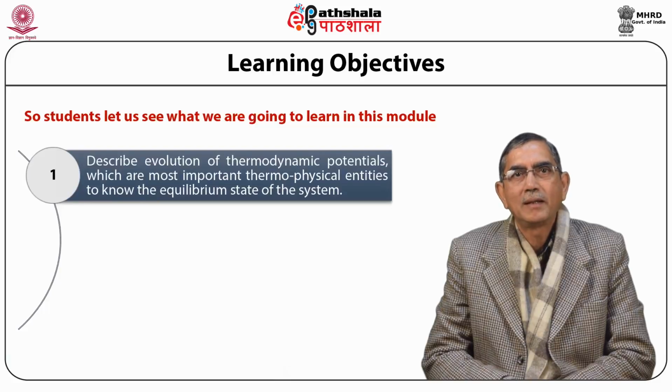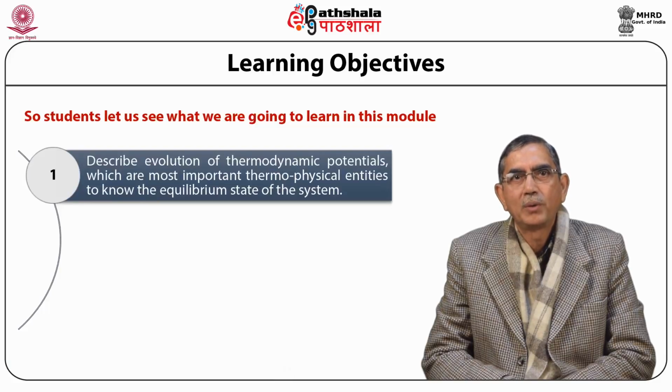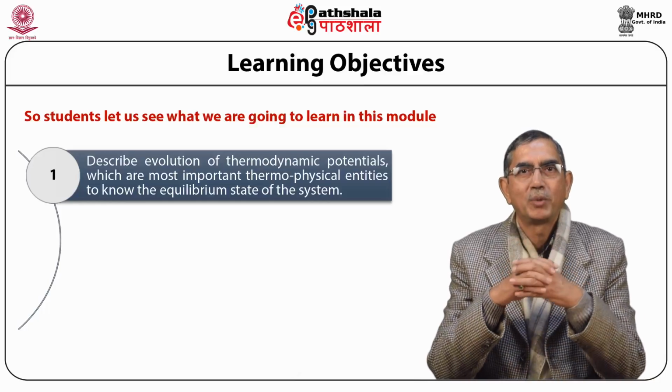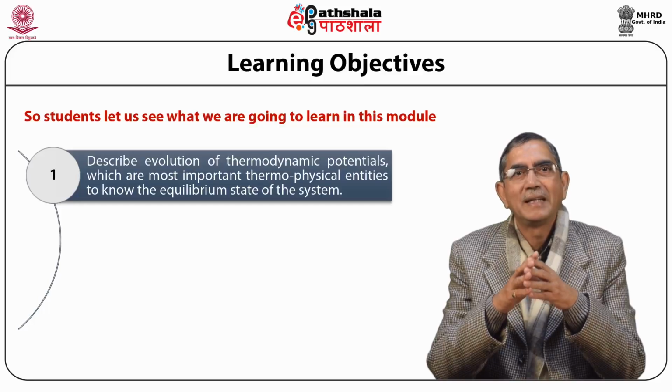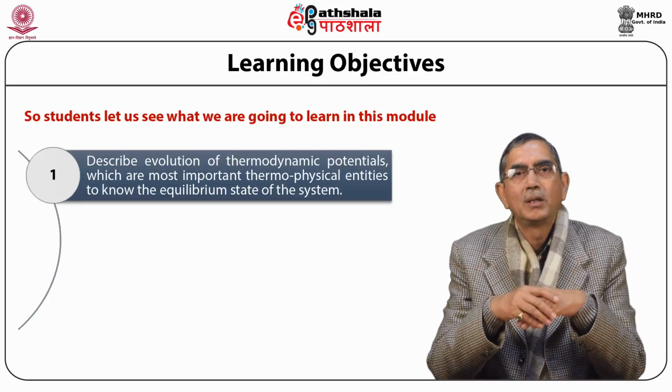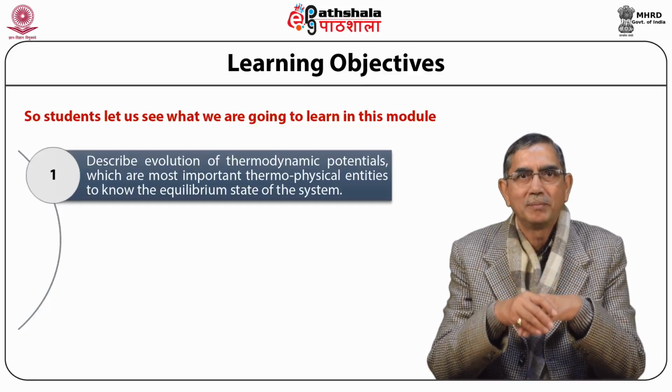Today we are going to talk on the module An Overview of Thermodynamics Part 2 from the paper Statistical Mechanics. So students, let us see what we are going to learn in this module. We are going to describe the evolution of thermodynamic potentials, which are the most important thermophysical entities to know the equilibrium state of the system.